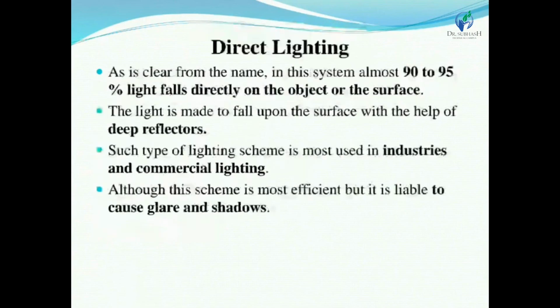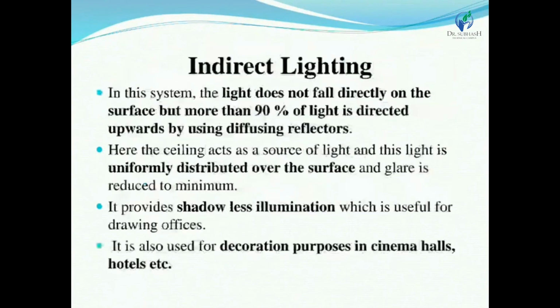Okay, first we are going to study direct lighting. As is clear from the name, in this system almost 90 to 95 percent of the light falls directly on the object or the surface. The light is made to fall upon the surface with the help of deep reflectors. Such a lighting scheme is most used in industries and commercial lighting. Although this scheme is most efficient, it is liable to cause glare and shadows.